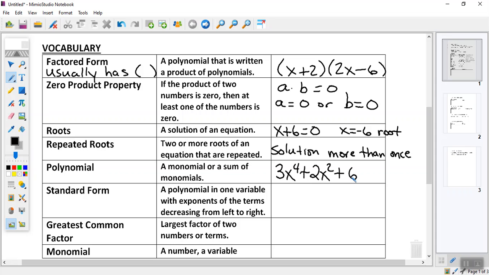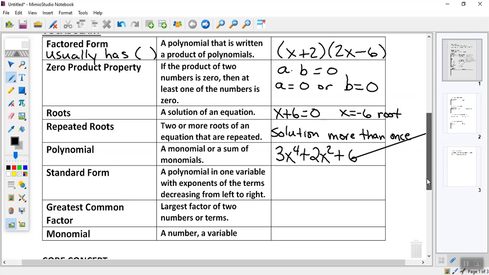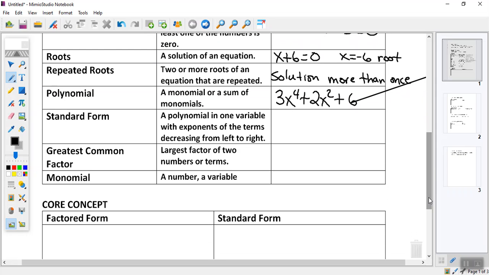Okay. Guys, is this polynomial that I just wrote in standard form right here? Yep, because the exponents go down from largest to what? Smallest, okay? So I don't need to write that, I don't think. All right, greatest common factor. It's the largest factor of 2 numbers or terms. This is going to show up today. I'm going to throw 2 numbers up here. 24 and 20. What's the largest factor that would divide into both 24 and 20?